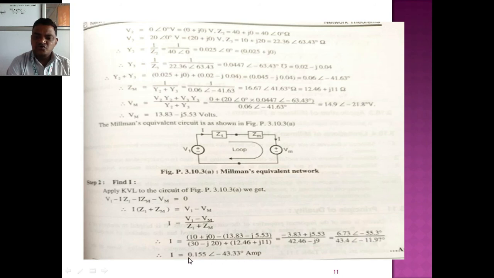So you divide the magnitude part and subtract the angle part. Here 6.73 upon 43.4 is 0.155 at an angle of minus 55.3 minus minus plus 11.97. Hence its answer is minus 43.33 degrees. Let's move to the next example.